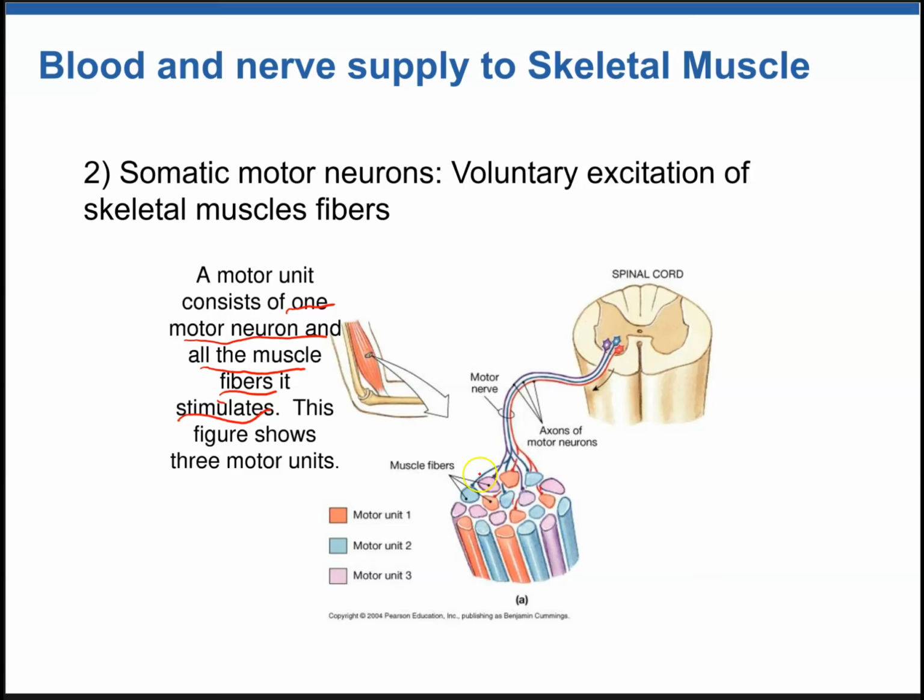So a motor unit consists of one motor neuron and all the muscle fibers it can stimulate. So in this figure, you see three different motor units. One is highlighted in purple, the other one in blue, and the other one in pink. So we see three different motor units in this picture.